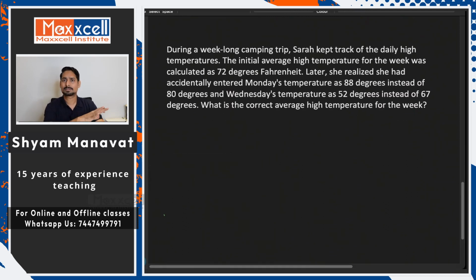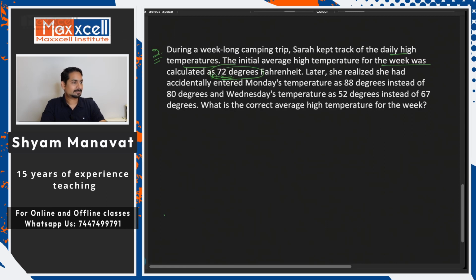Go through the question. Yeah, the question looks a little lengthy, but honestly it's not. This is just to improve your reading speed also. So read this. Yes, pause the video, read the question, try solving this. So the question is, during a week-long camping trip, Sarah kept track of daily high temperatures. The initial average high temperature for the week was calculated as 72. So this was the average calculated, right? Okay, that's in Fahrenheit.